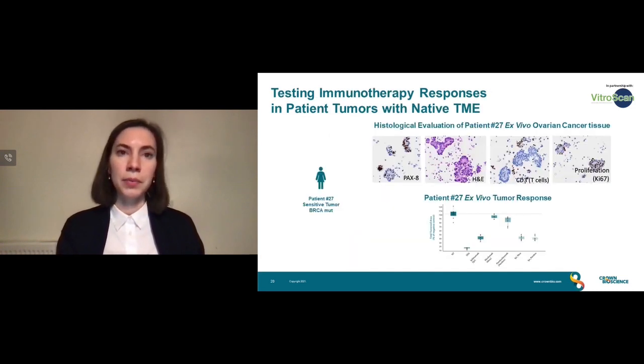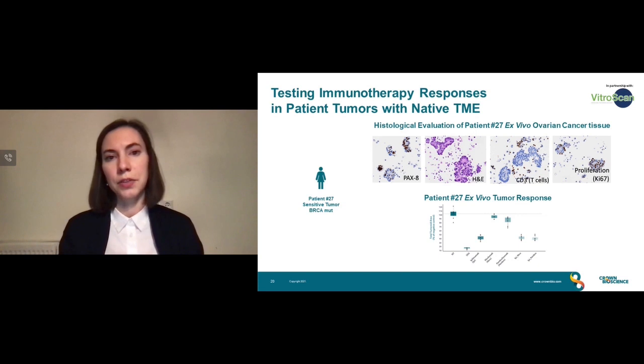Another good example of immunotherapy responses is this ovarian patient tissue, where we have seen almost complete killing of the tissue in case of treatment with SEA, as shown on the graph here, and also very strong reduction in the tumoroid area upon treatment with checkpoint inhibitor ipilimumab. And when we analyzed histology of this sample, we could detect tumor clusters, CD3 cells, and also that tumor clusters were proliferating. So the histological readout was again confirming our functional readout from the image analysis platform.